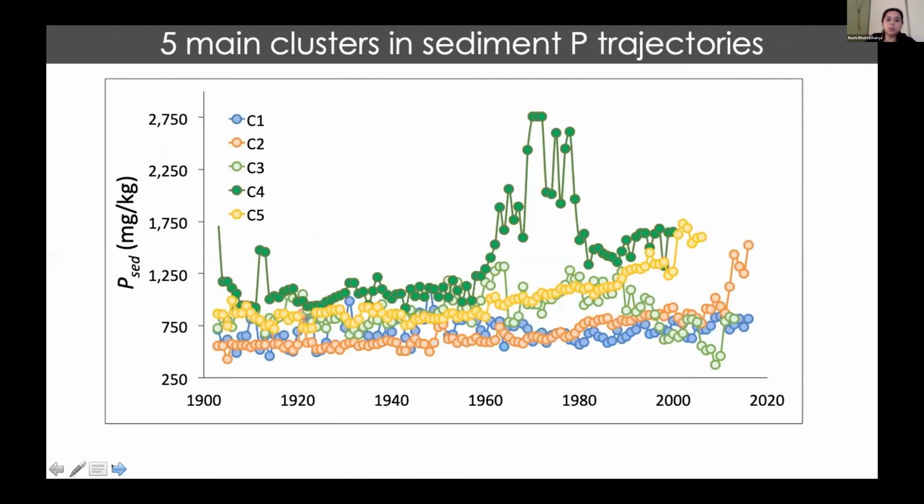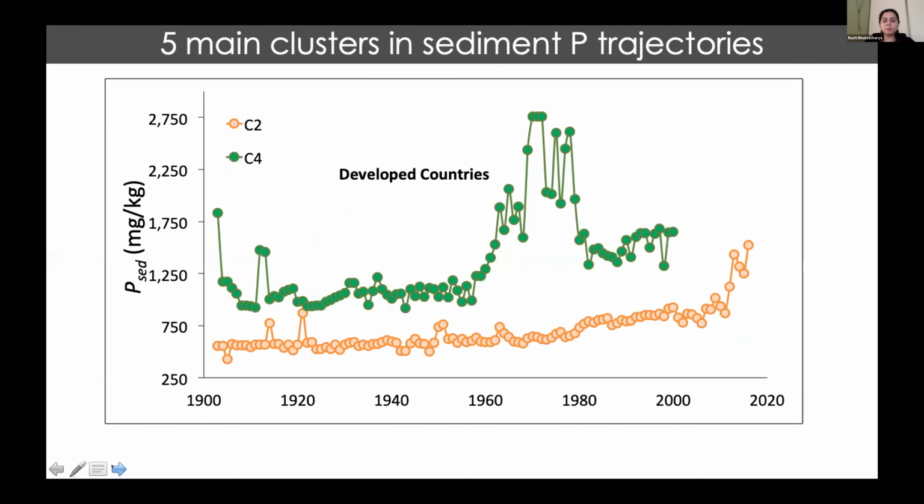If you look at the trajectories per se, here I'm showing the median sediment phosphorus trajectories from 1900 till 2016, you can see that there are distinct patterns that emerge. For sake of time, I'm going to be talking just about 2 of them today. So if you focus on the green line here, it represents lakes that are located in developed countries, so North America and Europe, for instance.